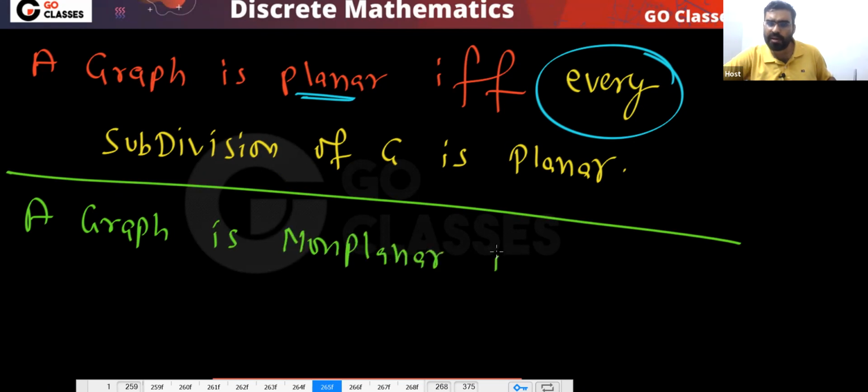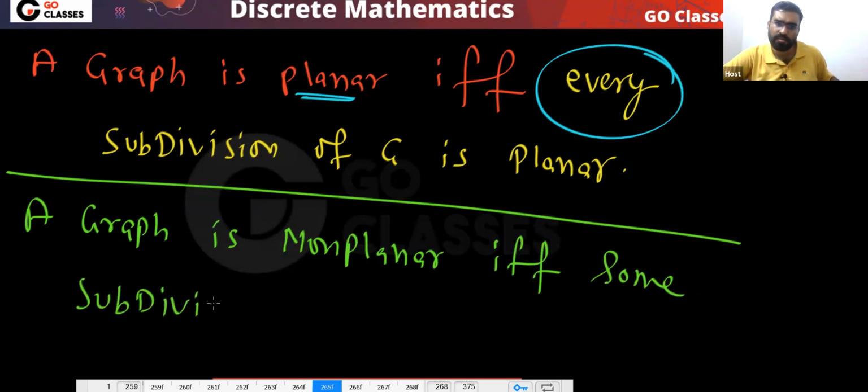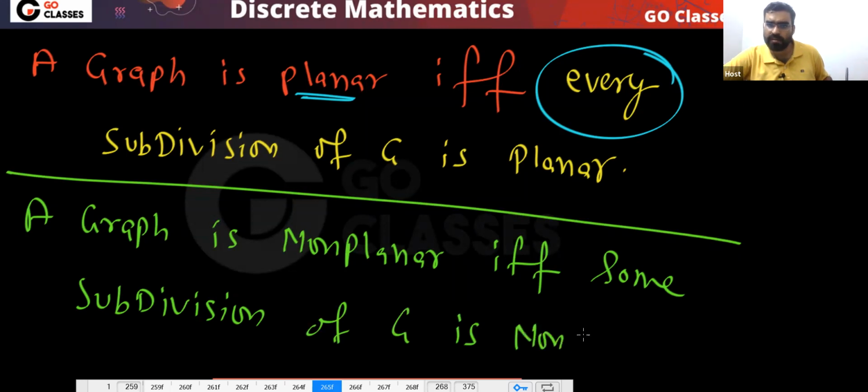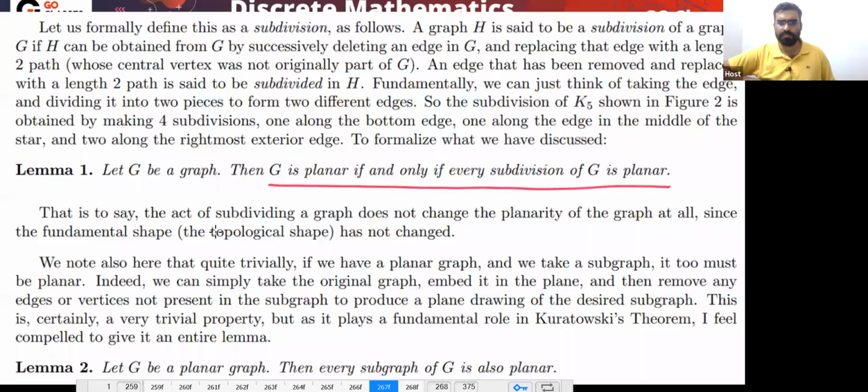A graph is non-planar if and only if some subdivision is what? Tell me. Some subdivision of G is non-planar. Is this clear? A graph is non-planar if and only if some subdivision of G is non-planar. So this is the statement. This type of statement also can come in the GATE exam. They can ask you this statement also.